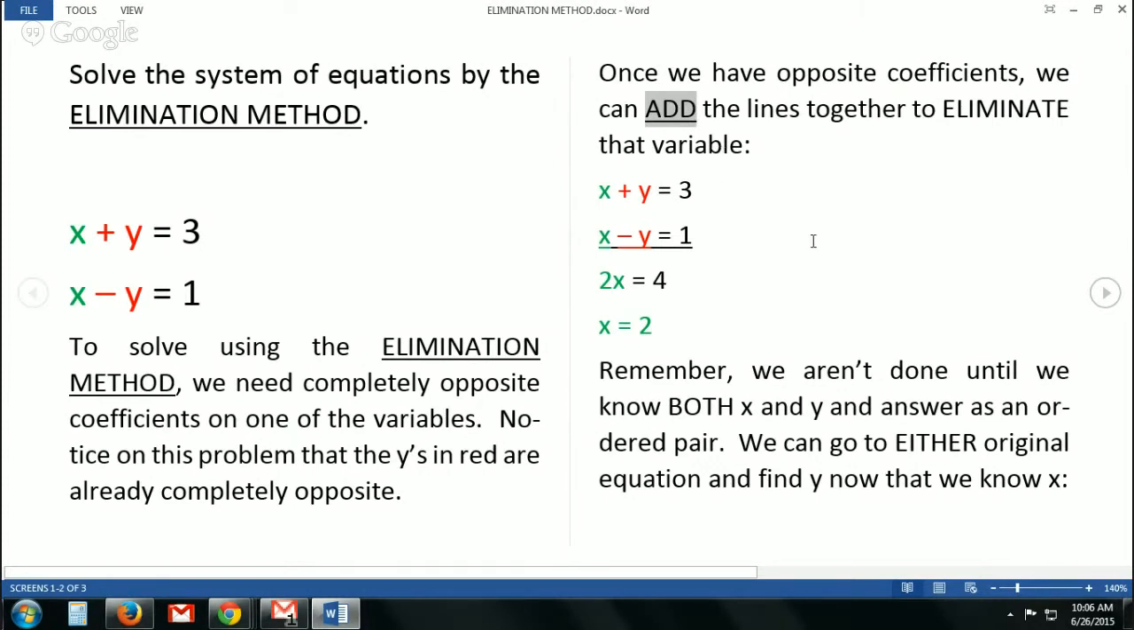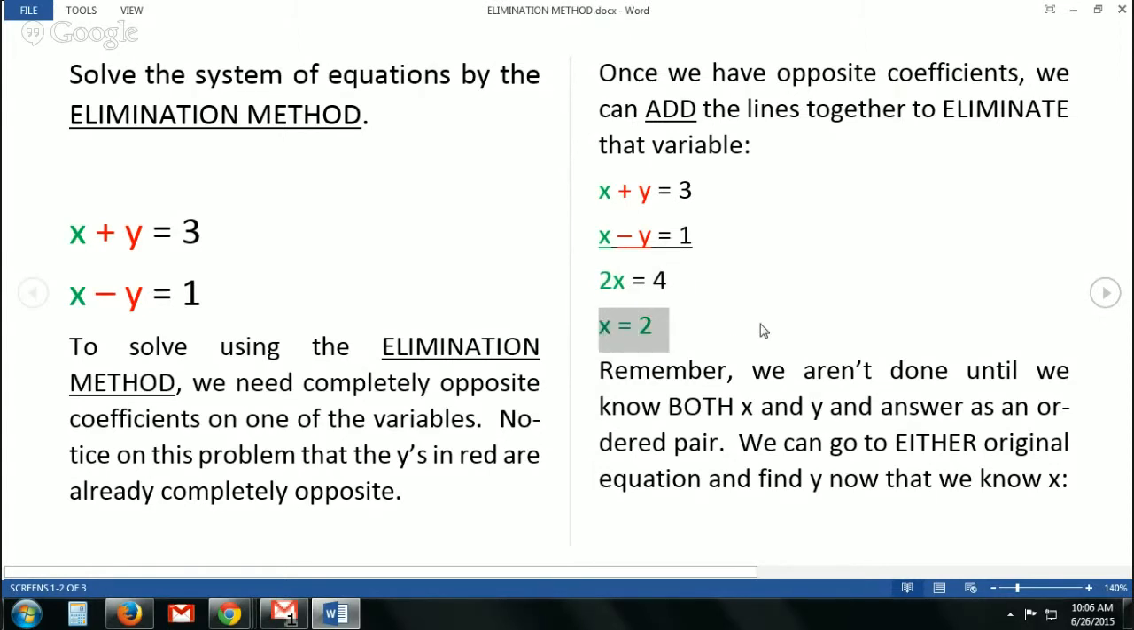Now, when I add the two lines together, x plus x makes 2x. The y's are going to add out, or they are eliminated. This is why some people call it the elimination method. So now 2x equals 4 is all that's left once we add the two lines together. That's easy enough to solve. We know dividing by 2 that x is going to equal 2.